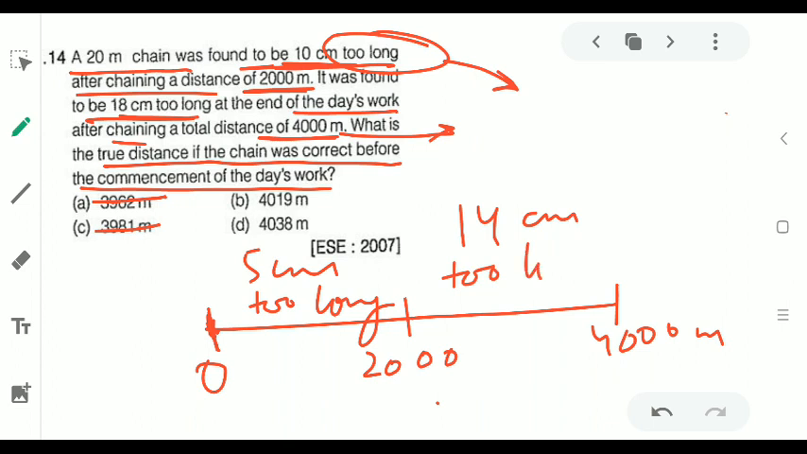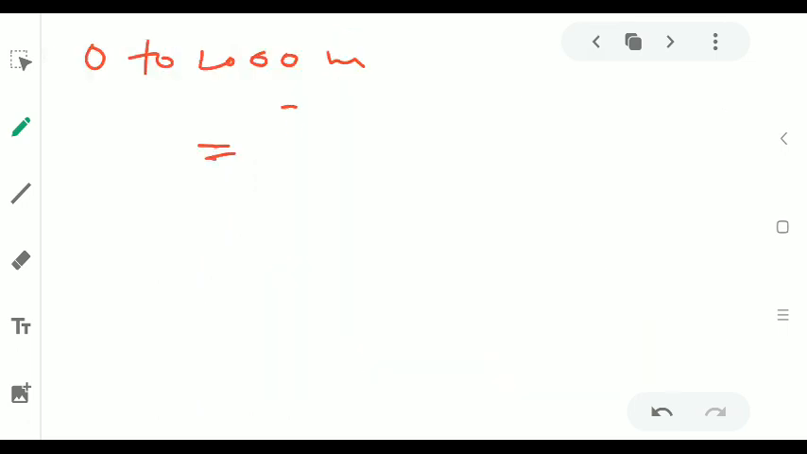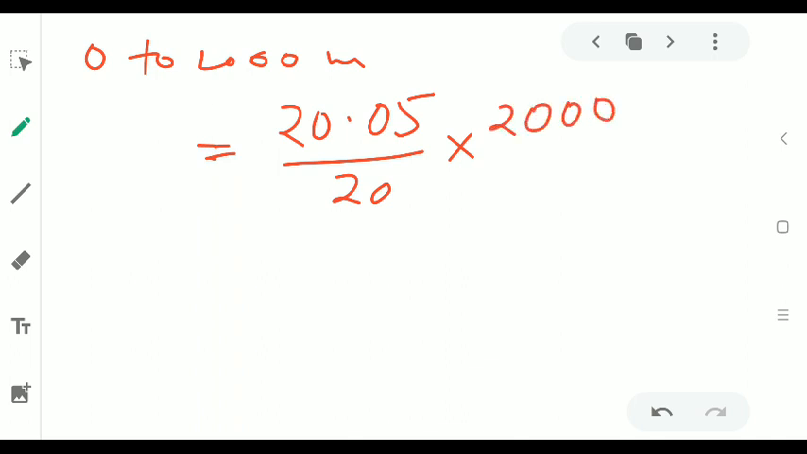We will consider this value for a distance of 2000, from 2000 to 4000. Now we know the too-long values. Now simply putting all these values we will get the true distance on the ground. That will be, now considering first 0 to 2000 meters, that will be the actual distance. Since the value is 5 centimeter too long and the chain was of 20 meter, so that will be 20.05 divided by the incorrect length that was 20, and the measured distance is 2000, so you will get the value as 2005 meter.